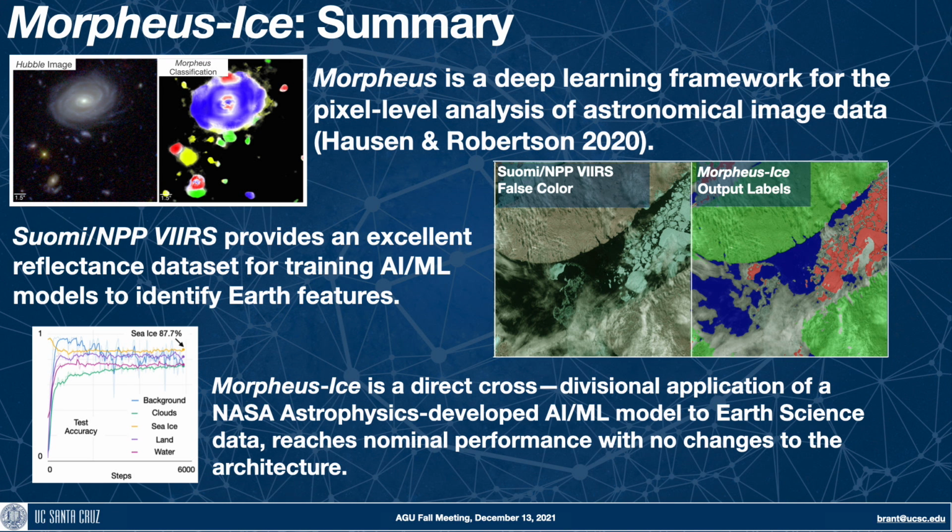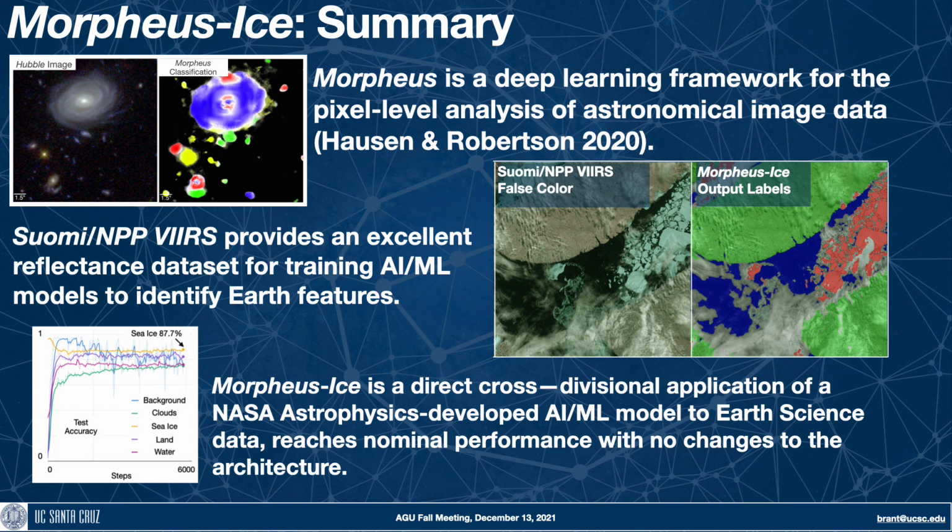Thanks very much for listening about our work in applying the Morpheus deep learning framework to earth science images. We can now use Morpheus with the Suomi NPP VIIRS data, or on data from other satellite images, to identify features of interest, and in the case of earth science data, track those features with time.